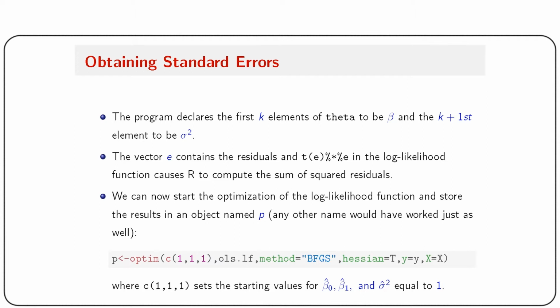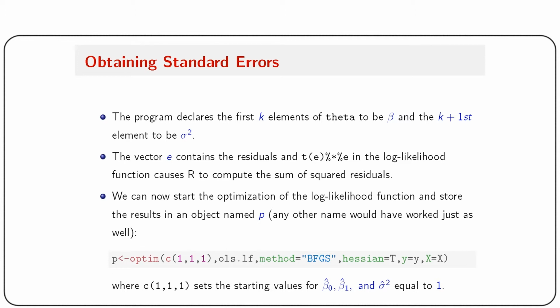In this, any other name would have worked just as well. So, P equals optim, with the initial parameters set to 1, 1, 1, then OLS LF, the log likelihood function, then method is again BFGS, Hessian is TRUE, then y equals 1, x equals 2. It will generate the results along with the Hessian matrix. The 1, 1, 1 sets the starting values of beta naught, beta 1 and sigma square equal to 1.